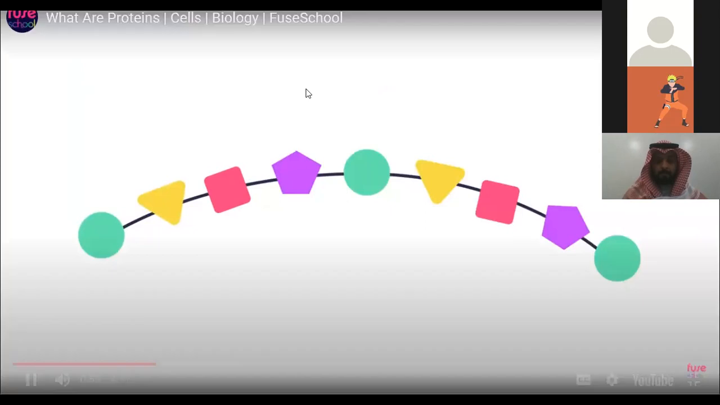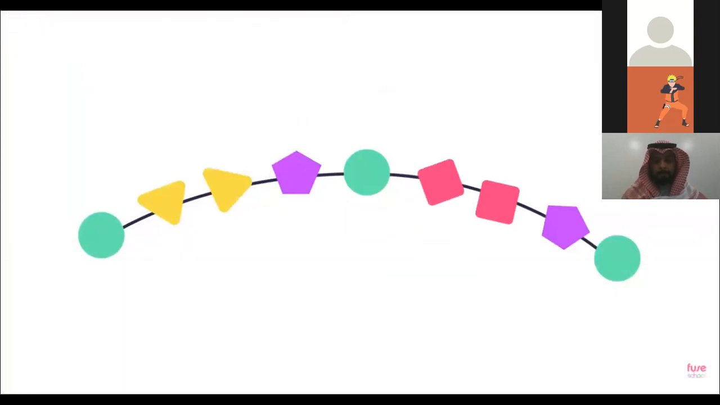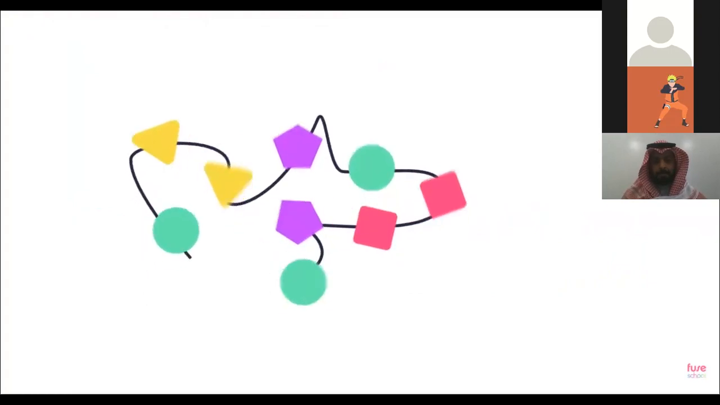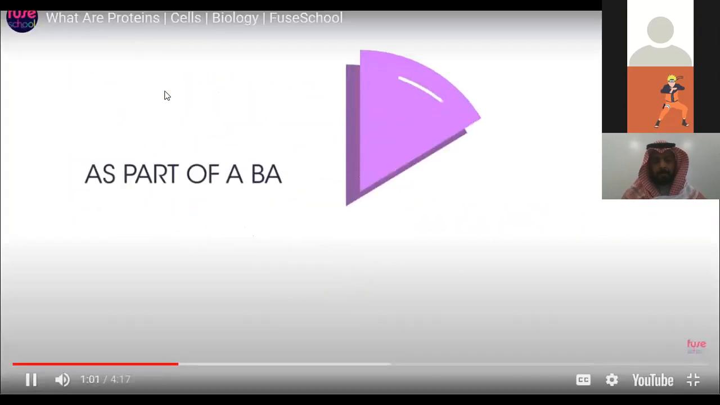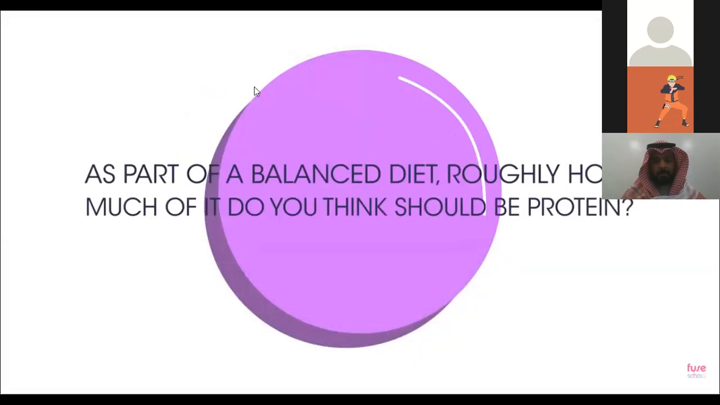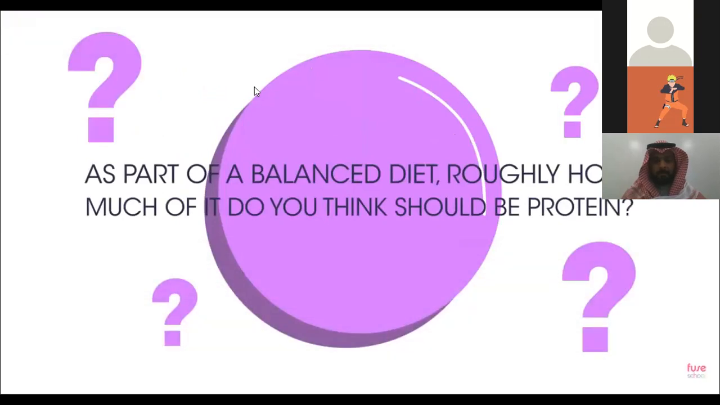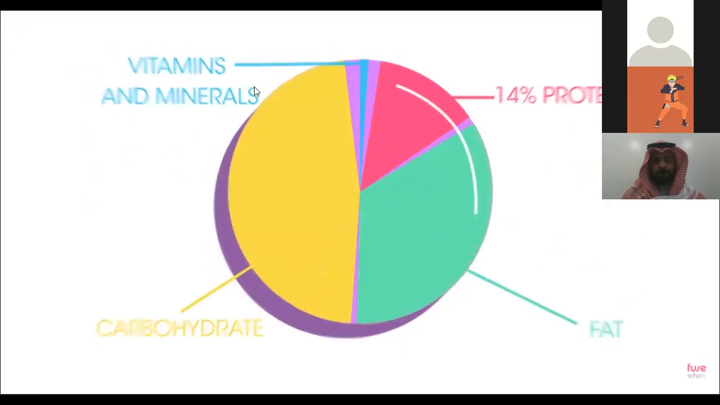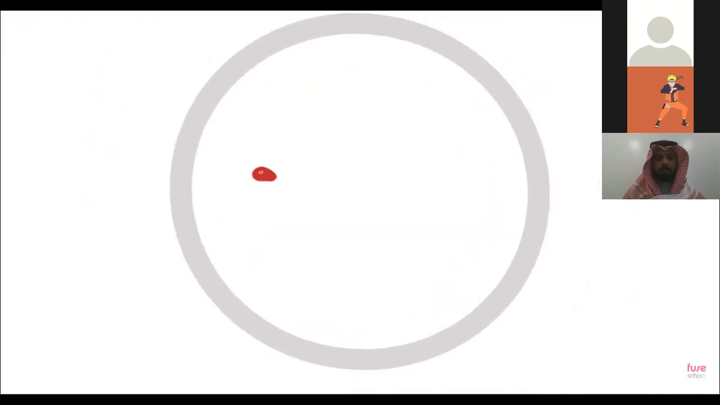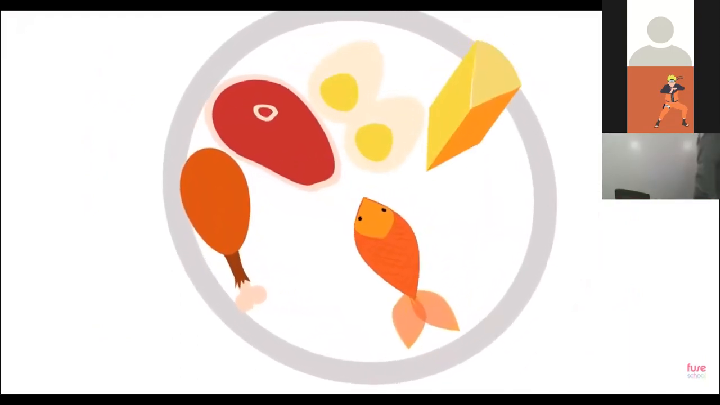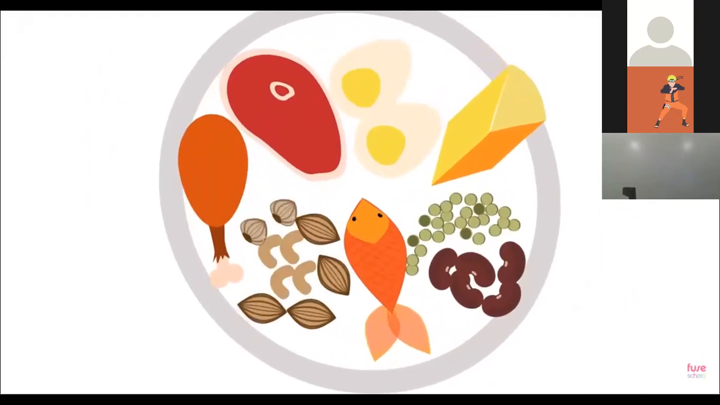The variation in proteins is caused by the order of amino acids, the chain length, and by folding the chain in distinct ways. As part of a balanced diet, roughly, how much of it do you think should be protein? About 14%. Sources of protein in our diets include meat, fish, eggs, cheese, beans, and nuts.